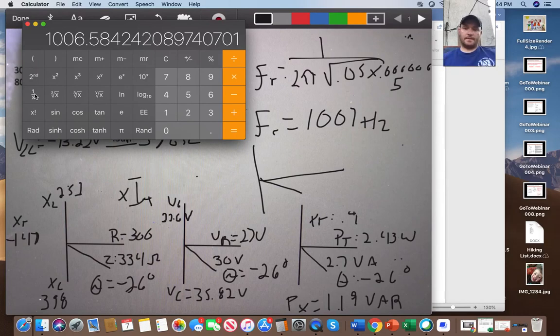Okay, so right now at 800 hertz, this is where I'm at. I'm at 26 degrees negative. If I were at 1007, this angle would shift up right to here. And then when we go past, our angle is going to go this way. All right, and you'll see that in the next example. Make sure you watch the next one.